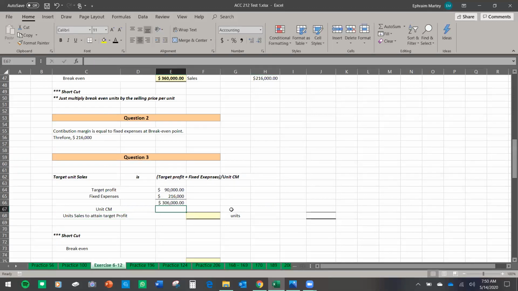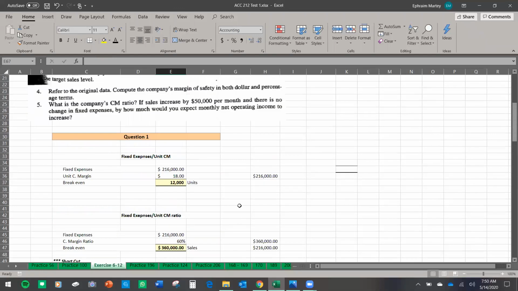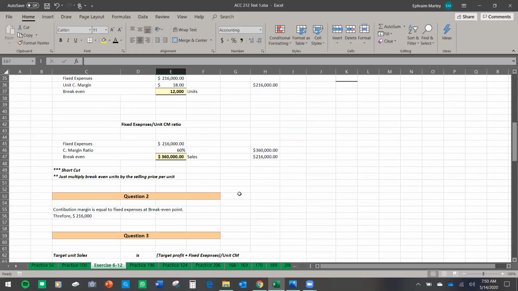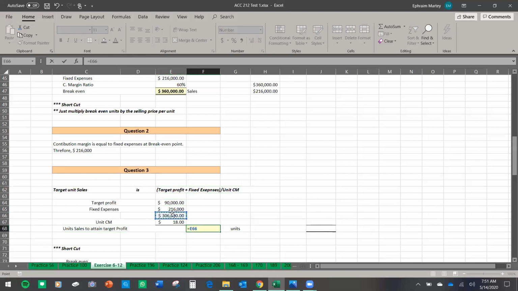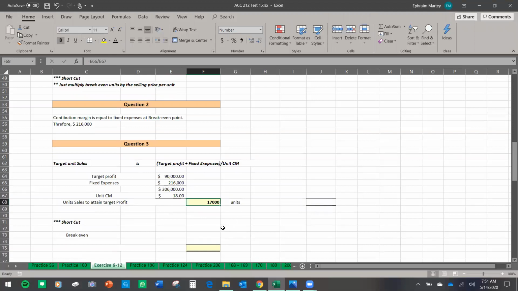What is your unit CM? We already have it here. Unit CM is $18. So you take your $18. Now you're going to divide the total of the target profit plus fixed expense by unit CM. So this total divided by that. So you take this divided by this, and that gives you 17,000 units. So in order to have a profit of 90,000, you need to sell 17,000 units to give you the profit of 90,000. Great.